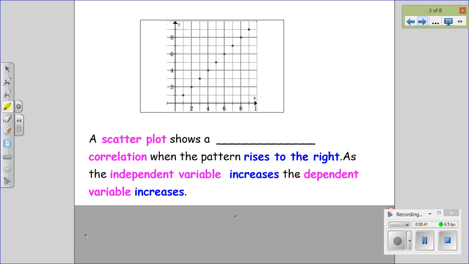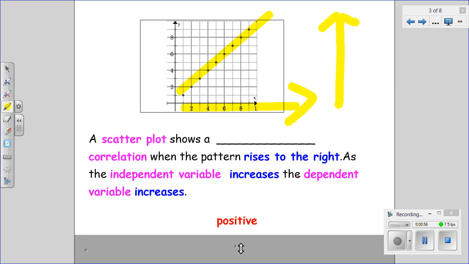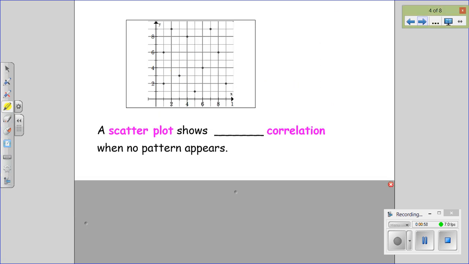When we look at the graph above, we see as the independent variable increases, the x values get larger, so do the dependent variable values. The points rise to the right. And we say that has a positive correlation.